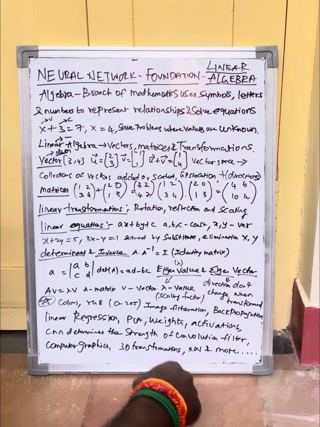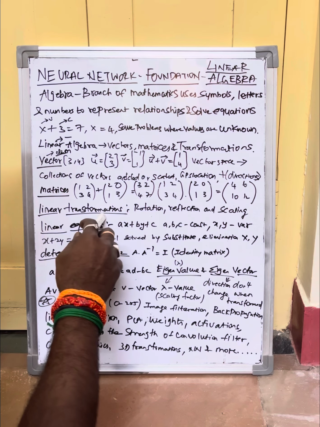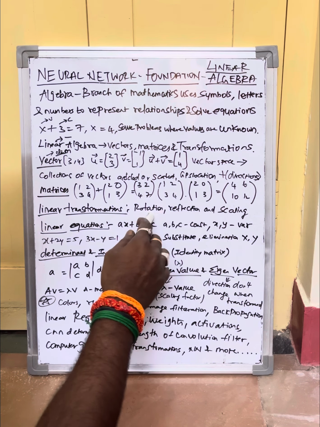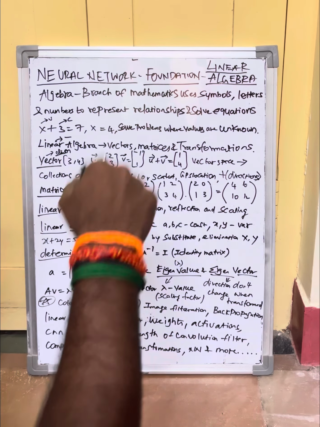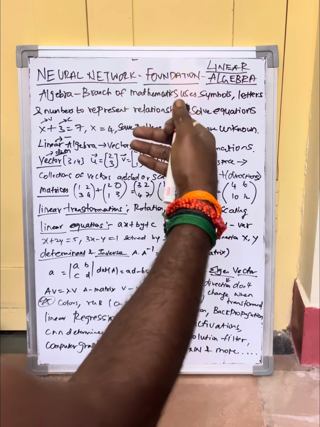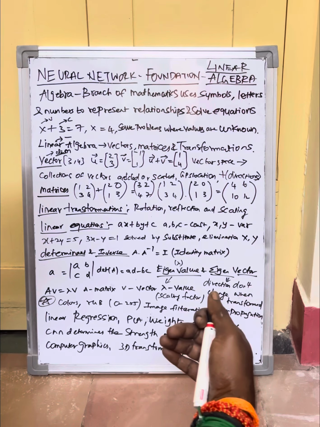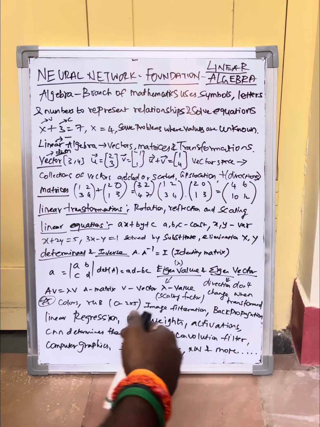And then we come to linear transformations, which cover rotation, reflection and scaling. Rotation and reflection are like in the x and y axes. Whatever happens on the x axis, we try to put on the y axis as a reflection.